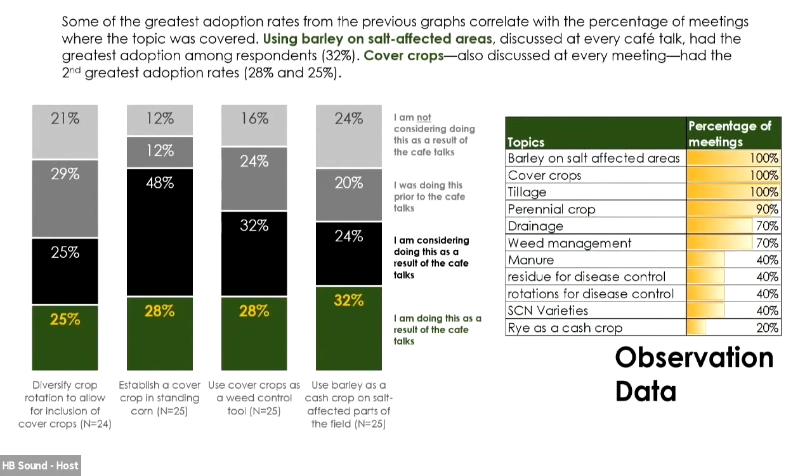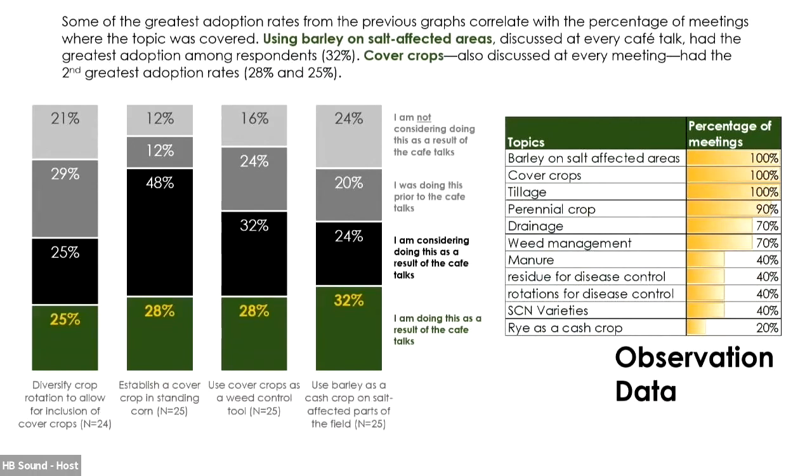And so that was interesting to me because we've been talking about tillage 100% of the time. We've also been talking about cover crops 100% of the time. The salt affected part showed up there on the right hand bar graph, that people were adopting cover crops for salt affected parts of the fields, but I didn't see anything about adoption of tillage practices. So that was like, okay, we're talking about it, but it's not being adopted. Well, why would that be?